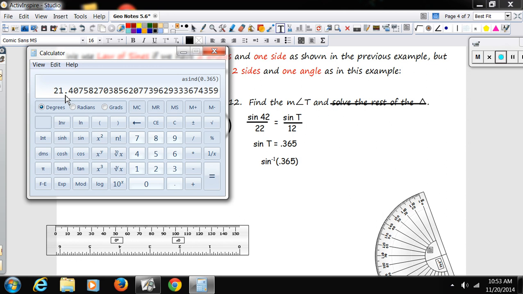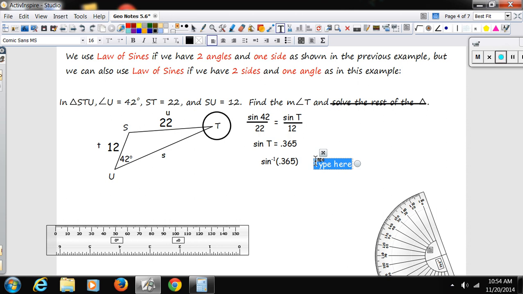If I do it on this calculator, I have to put in inverse sine first, and then put 0.365, and I'm going to get the same 21.4. So either way, you're fine. It just depends on your calculator. iPhone calculators and cell phone calculators are going to be more like this, where you've got to put in the 0.365 first, then hit the second button, and then hit the sine. So our angle is going to be 21.4 degrees. So that's angle T. That was angle T that we were looking for right here. 21.4 degrees.